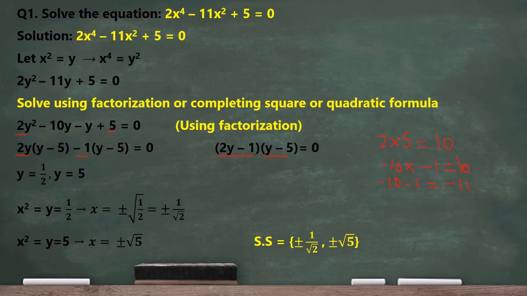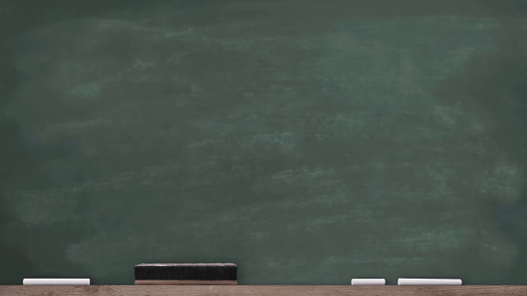Dear student, this is a 4-degree polynomial equation. That's why we get 4 possible solutions. Okay student, now move towards question number 2.